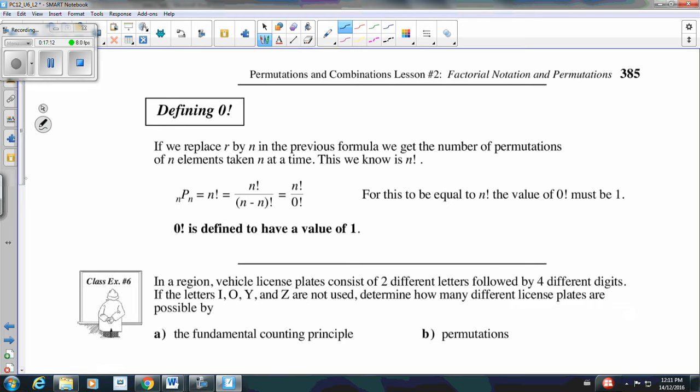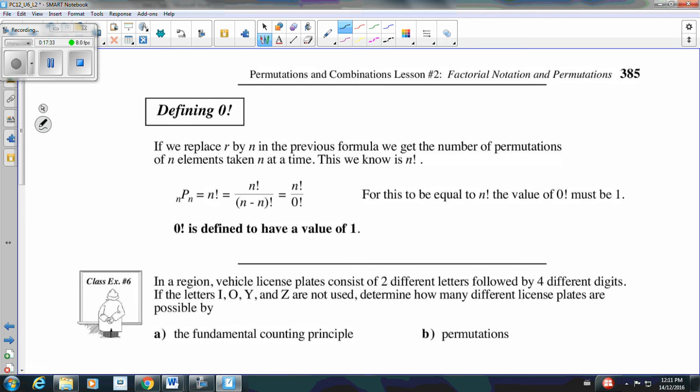So defining n equals 0 when we're defining 0 factorial. So when n is 0, what does this equal? If we replace r by n in the previous formula, we get the number of permutations of n elements taken n at a time. This we know is n factorial. For this to be equal to n factorial, the value of 0 factorial must be 1.